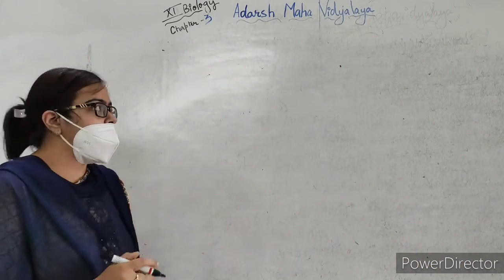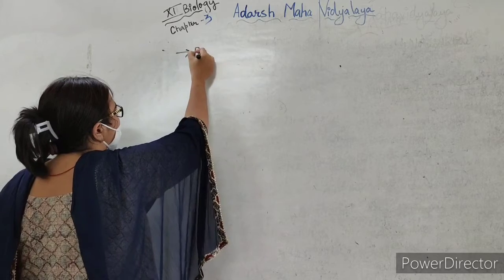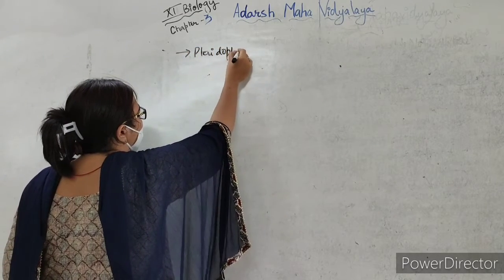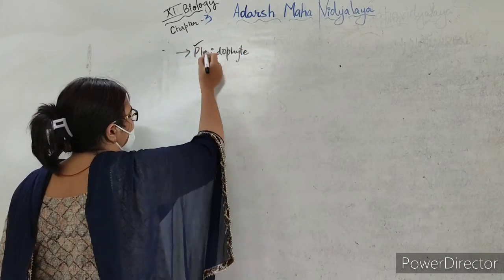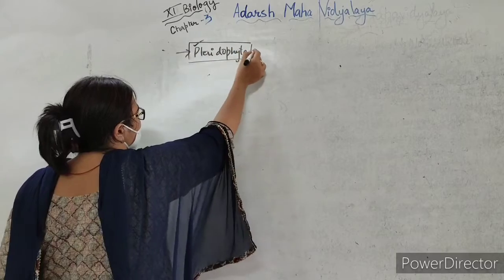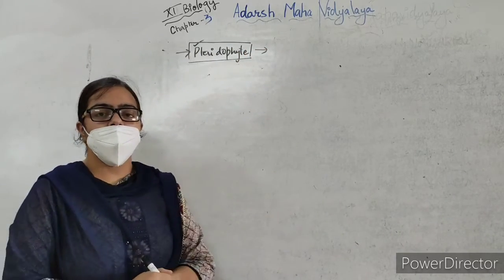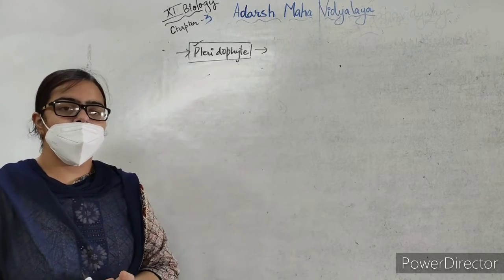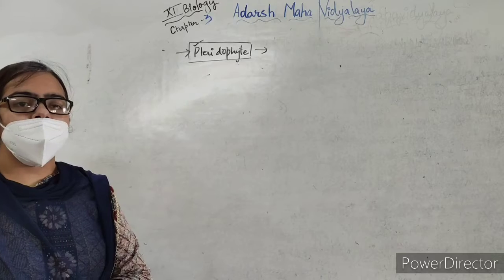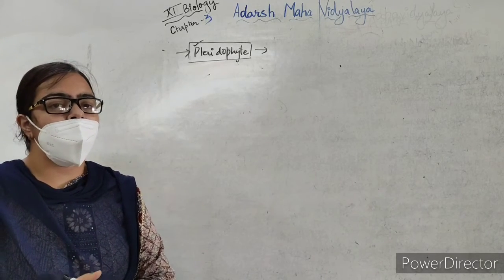Now we'll talk about pteridophytes. The P is silent, so we call them pteridophytes. Some basic concepts we'll discuss, and I've also given slides in which you can see the important points. So pteridophytes are the soil binders.